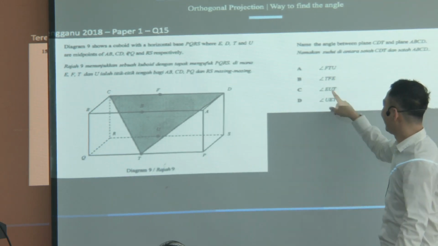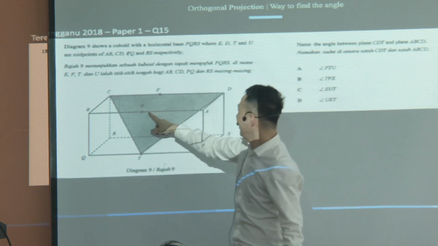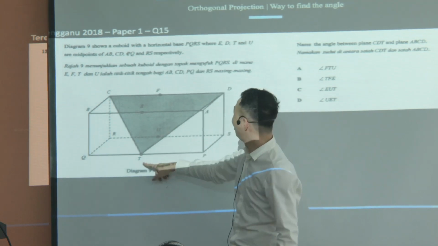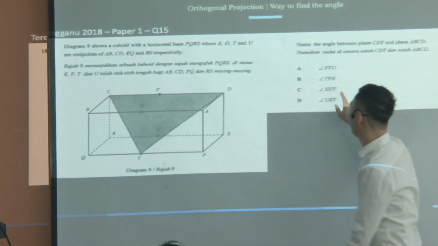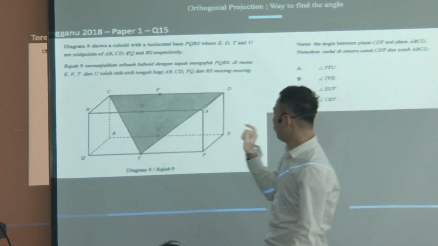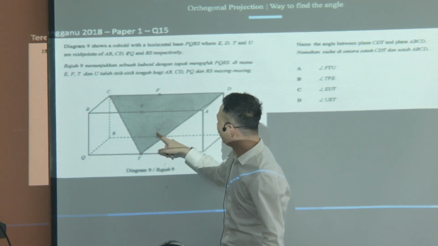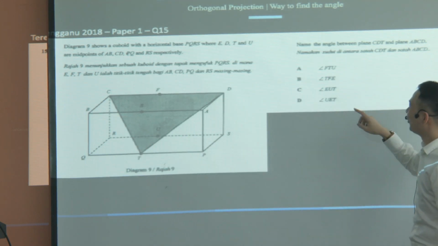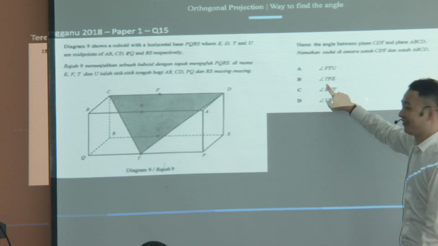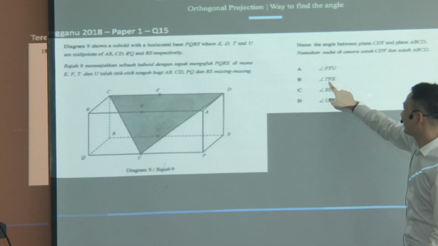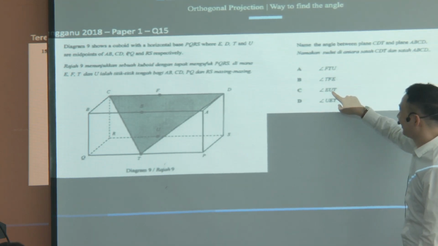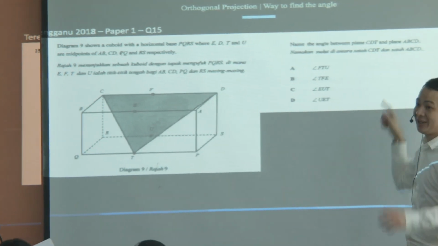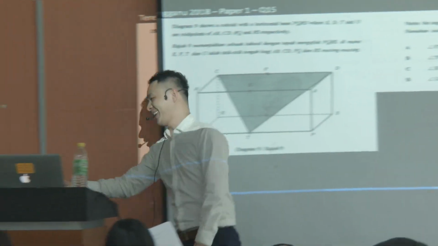Let's have a look at C. EUT, E, U, and T. EUT has the angle at U, right? The angle cannot be at U because they intersect at CD. So this one is wrong. UET is wrong also because the angle must be at CD. Only one point touches CD, which is F. So even if you guess over here, you will guess B, because U doesn't touch CD, T doesn't touch CD, and E also doesn't, because they intersect at CD. Do you get it? I hope you get it.